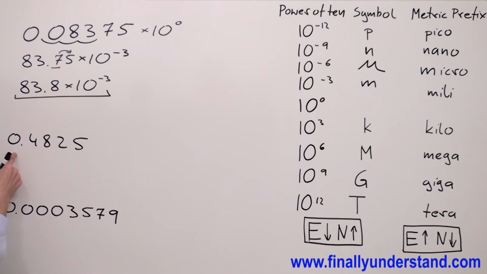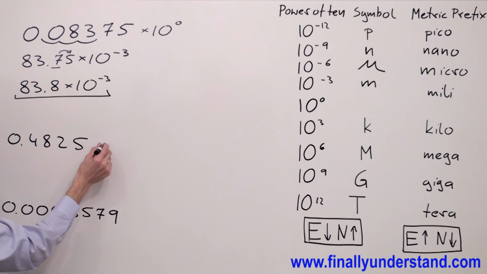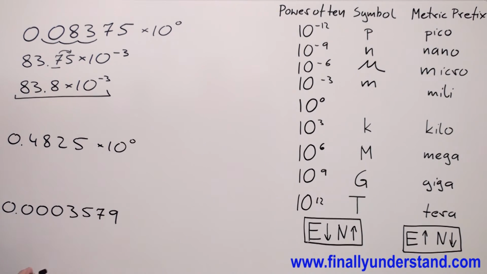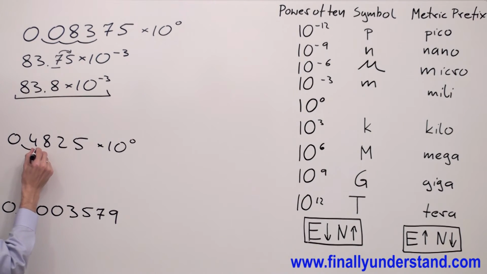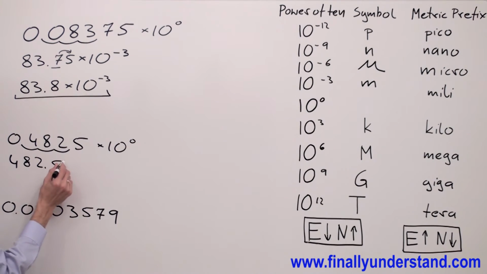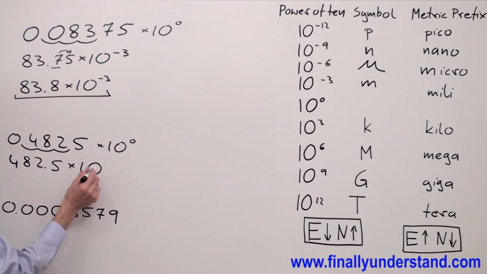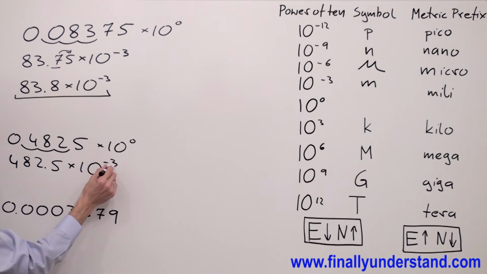Let's take a look at this example. On the left side of decimal point, I have number less than 1. That's why I'm going to add over here power of 10, 10 to 0. My number has to get bigger, and my exponent has to be multiple of 3. That's why I'm going to move my decimal point 3 times to right side. My number is going to be 482.5 times 10 to negative 3.